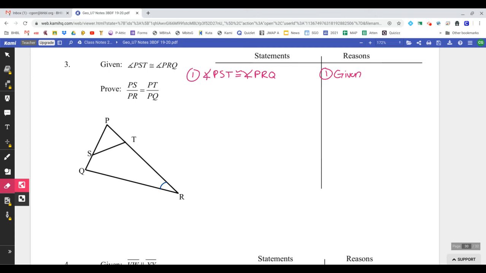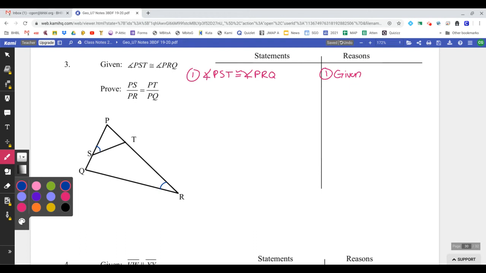Let's continue our discussion on similar triangles by taking a look at question 3. We have angle PST congruent to angle PRQ, giving us one set of angles congruent. And if I'm looking at my little small triangle and my large triangle, I'm noticing that something's overlapping here. So I know that angle P is congruent to angle P. So number 2, this is our reflexive property.